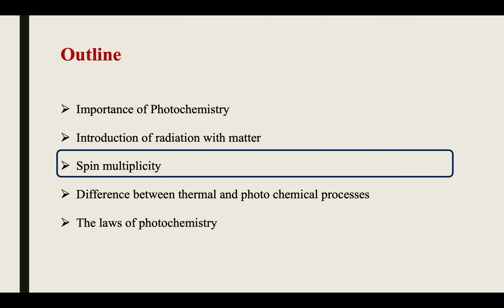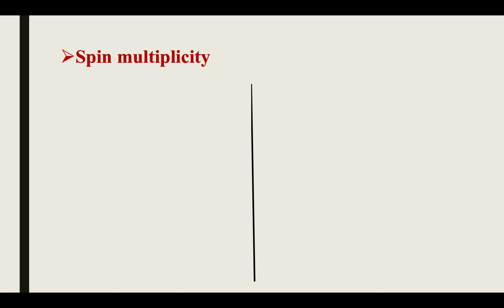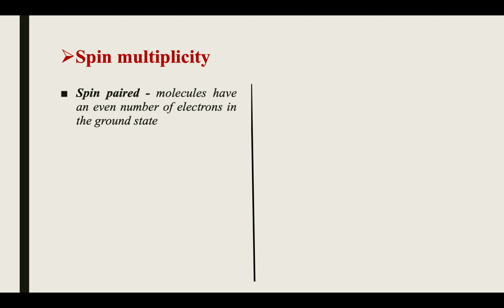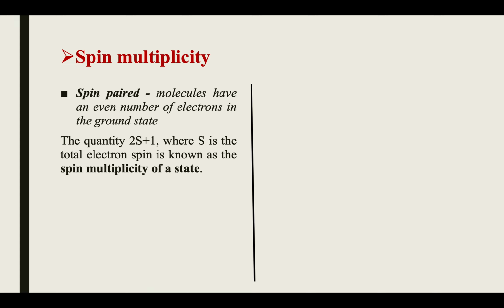Now we will see the spin multiplicity. Spin paired: molecules have an even number of electrons in the ground state, so it is in a spin paired state. The quantity 2S plus 1, where S is the total electron spin, is known as the spin multiplicity of a state.